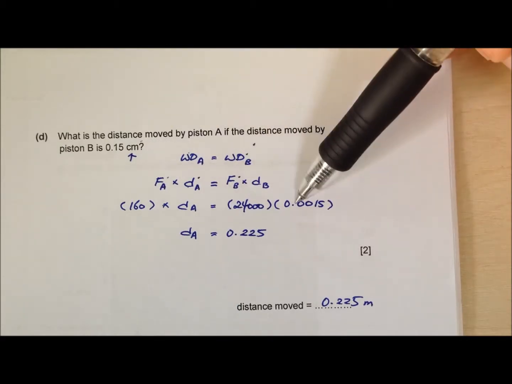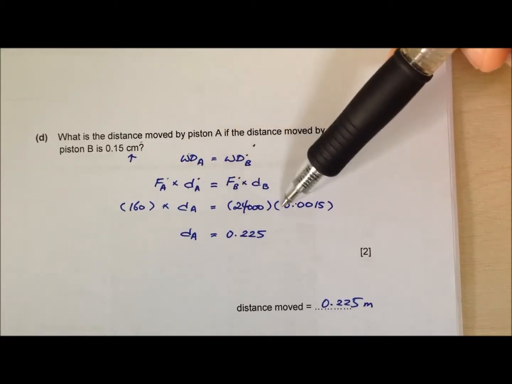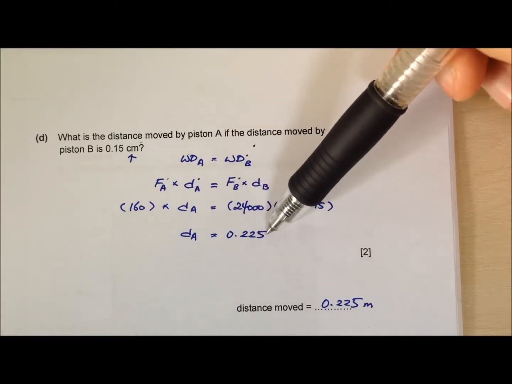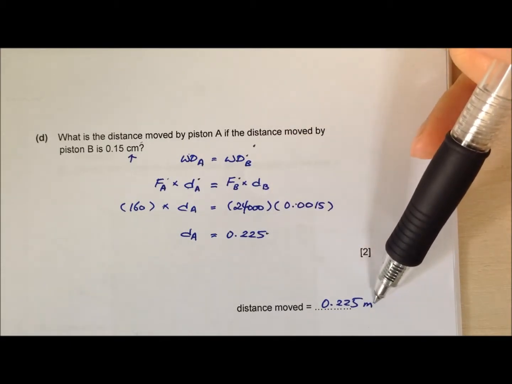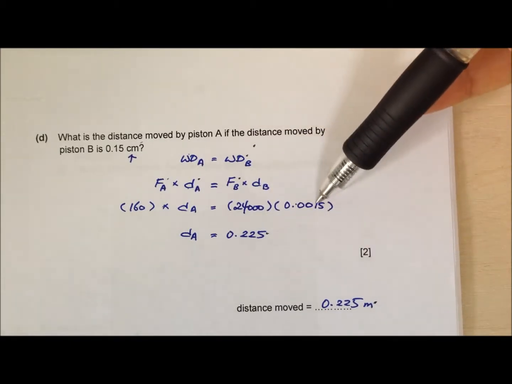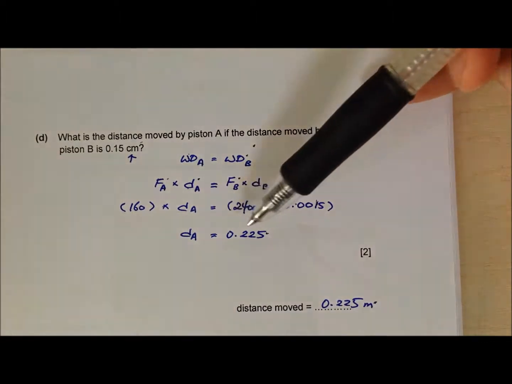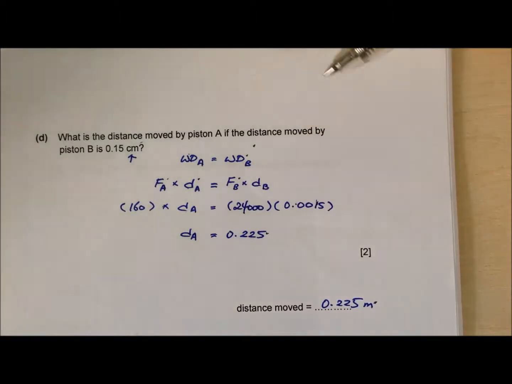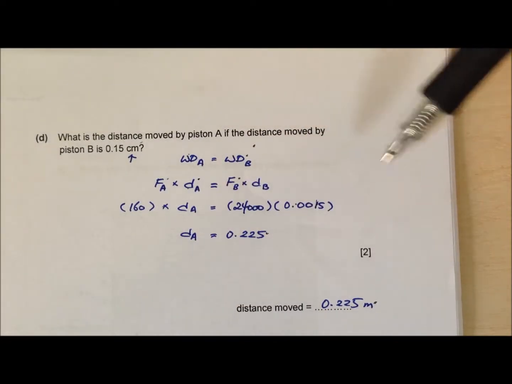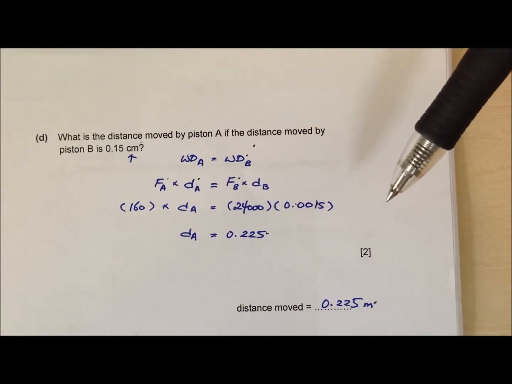So change it into meters, solve your equation, and you will get your distance at A in meters. If you forget to change this into meters, then your final answer will be in cm. But it is always good practice to change the values into their SI units.